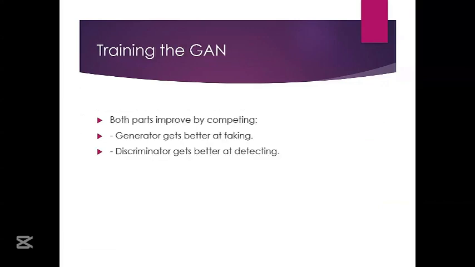So the same thing: the generator gets better at faking, then the discriminator gets better at detecting, right? So both are happening. The discriminator is getting trained based on how the generator is faking. The generator is getting better at faking so that it can easily bypass the discriminator, right?